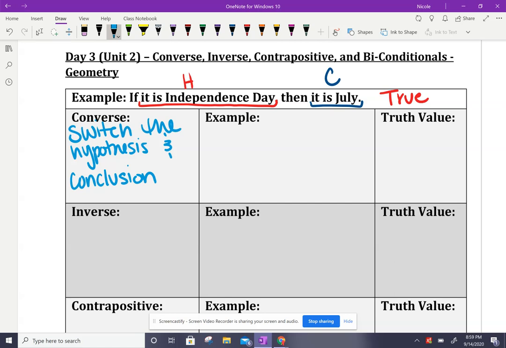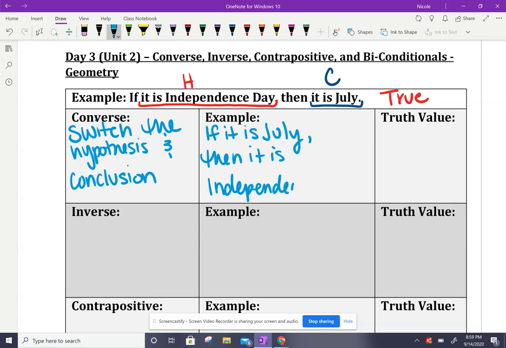So when I rewrite this, it would say, if it is July, comma, then it is Independence Day. And you might need to make some adjustments for grammar, so just keep that in mind. Read it as a sentence. Does it make sense? Should you change a word? Should you change a phrase just a little bit so that grammatically it makes sense?